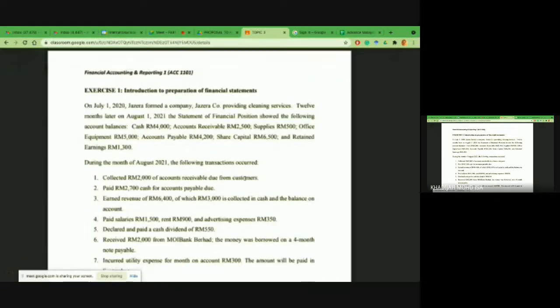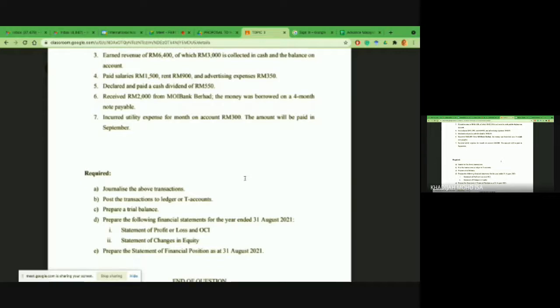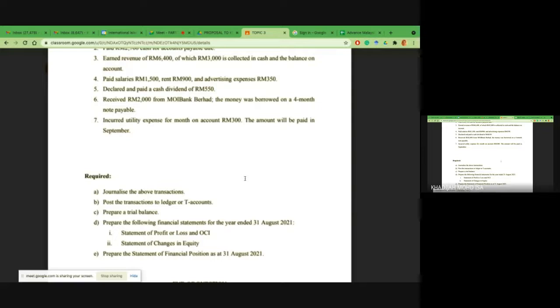Okay. So this is Exercise 1, where you are required to generalize the transactions, post to T accounts, prepare the trial balance, and then prepare the statement of profit and loss and changes in equity, and then your financial position. So this is the additional exercise where you have to prepare financial statements. Are you ready?